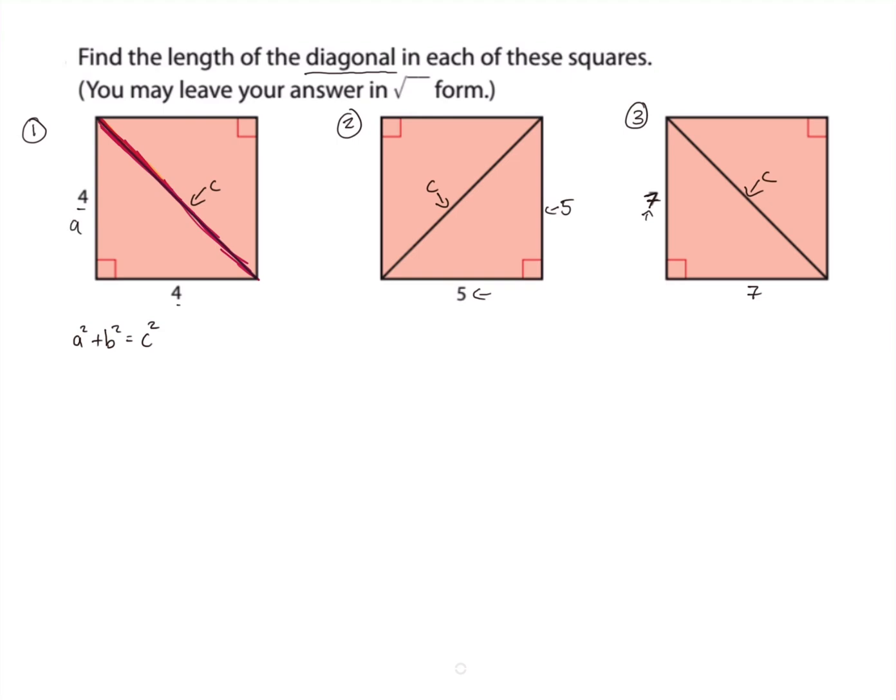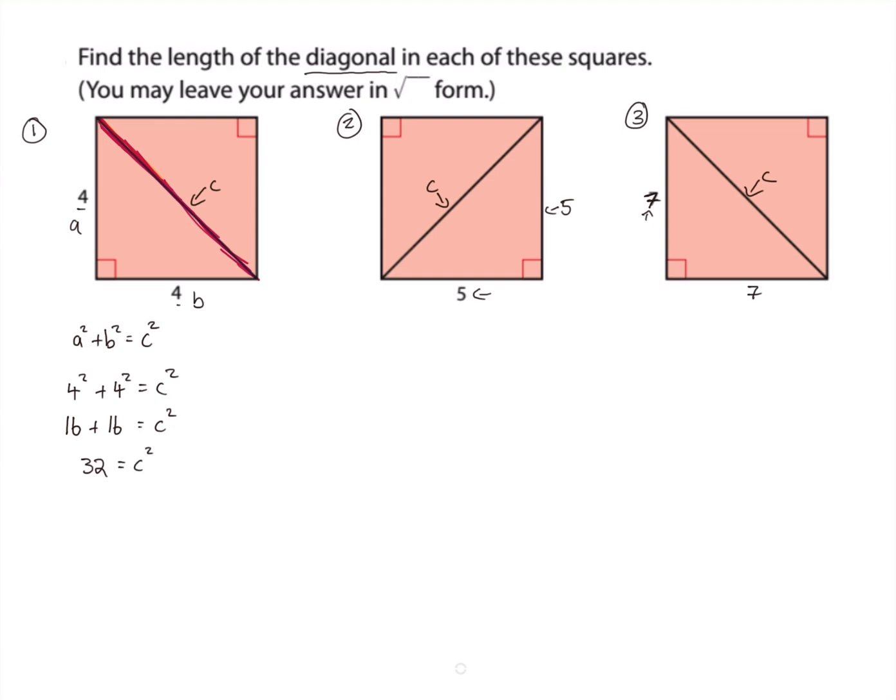This will be A, this will be B, and C we don't know. So Pythagoras' theorem, we say a squared, so that is 4 squared, plus b squared, and b is also 4, so that's 4 squared, equals c squared. Now, 4 squared is 4 multiplied by 4, which is 16, plus 16, because 4 squared is 16, equals c squared. 16 plus 16 is 32, which is equal to c squared.